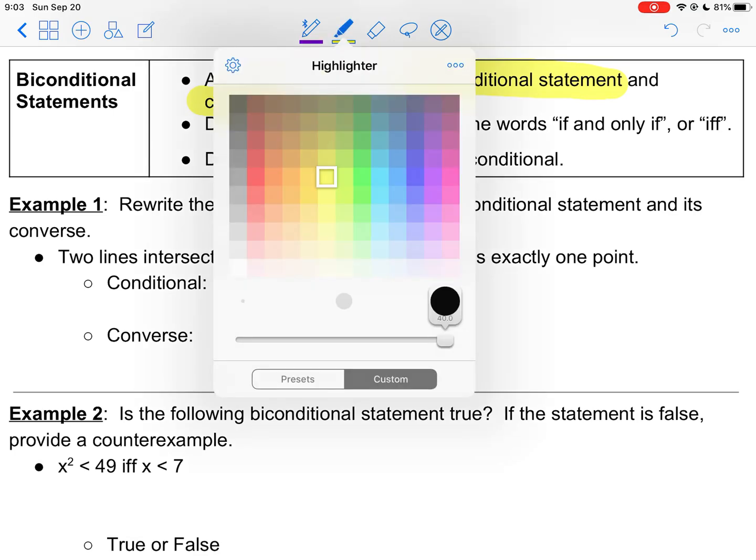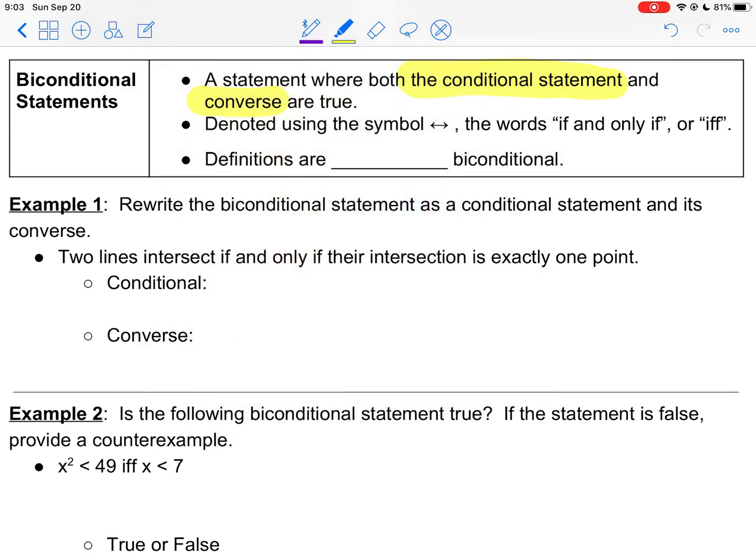So when we're talking about biconditional statements, there is a new symbol. So you might see this double-sided arrow between them, which means that it can be written as the conditional statement, where it's P then Q, or as the converse, Q then P. So it can be used either way. We also use the words if and only if instead of if then when it can be biconditional, and that can be shortened to the abbreviation IFF.